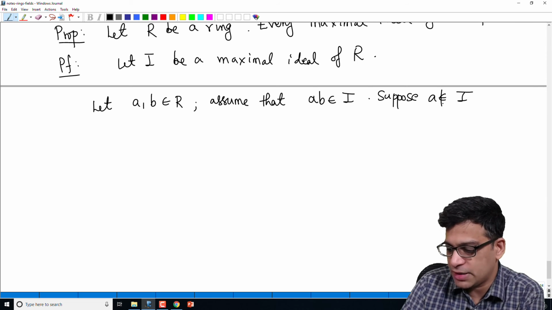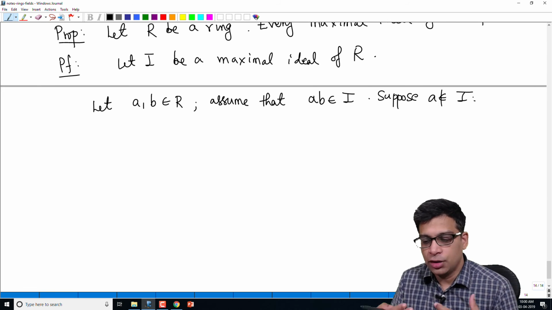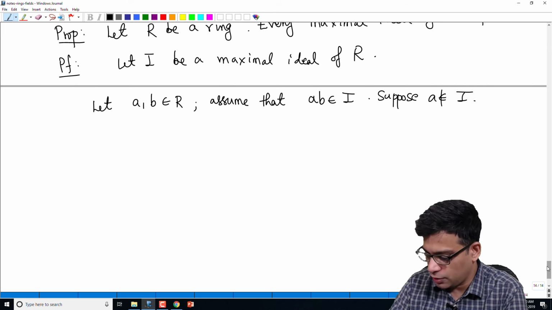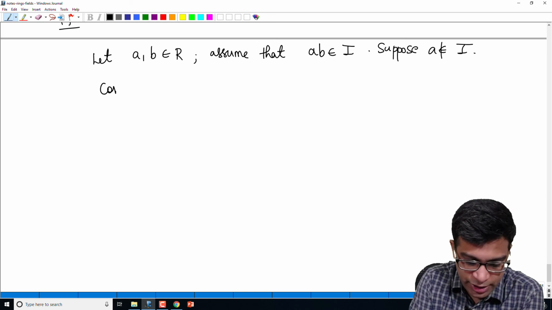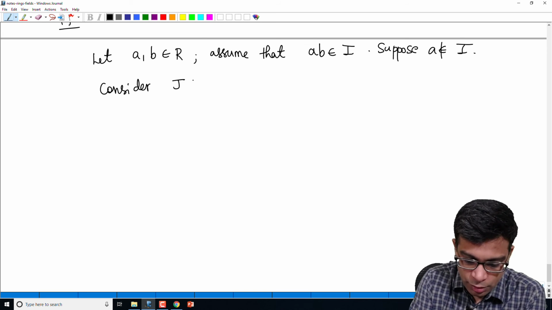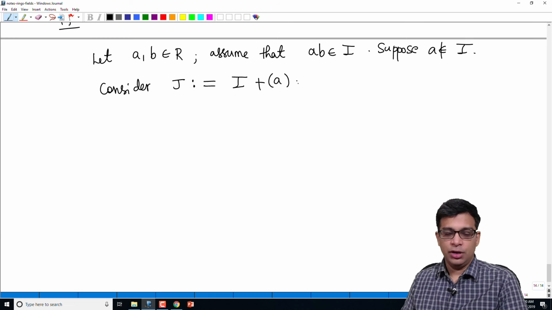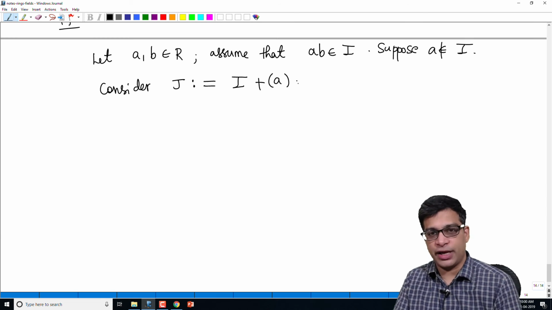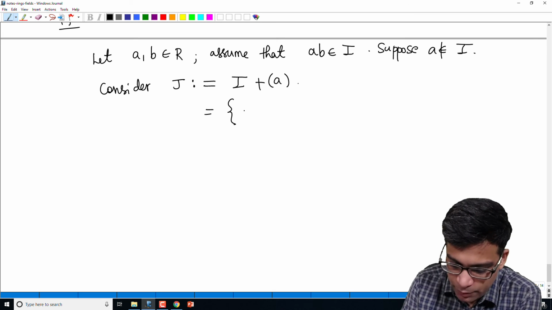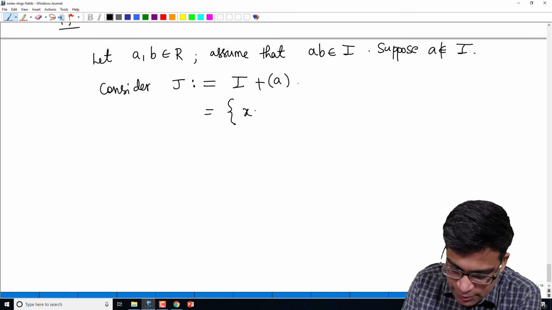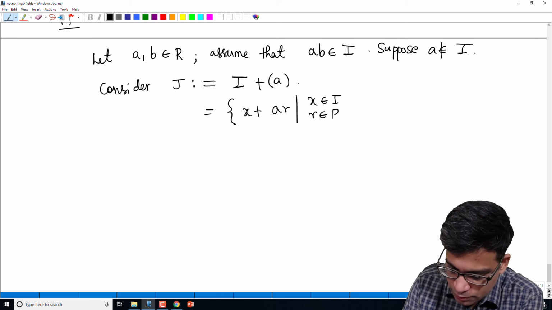So if A is in I, we are done, because we are trying to show one of them is in I. If A is in I, we are done. If A is not in I, we will show that in fact B is in I then. So suppose A is not in I. Then consider the ideal J defined to be I plus A. If you remember, I have defined ideal sums earlier in a previous video, but to recall that, these are all elements of the form X plus AR, where X is in I and R is in R.